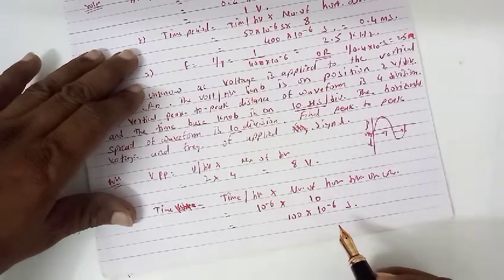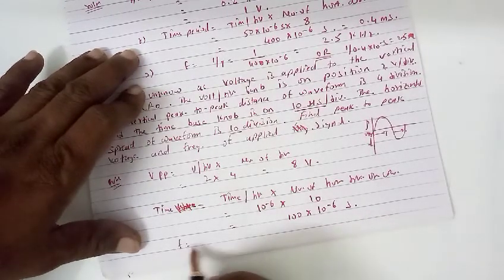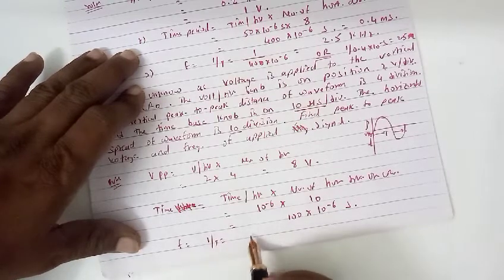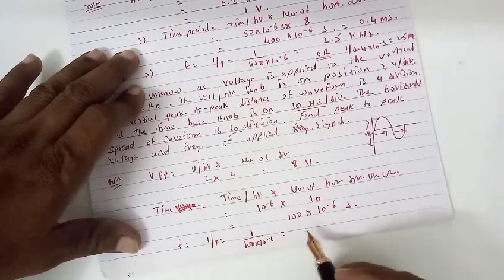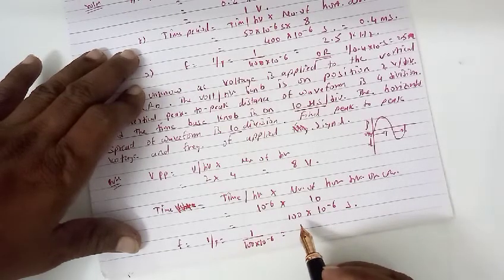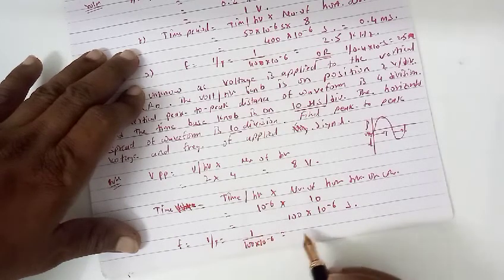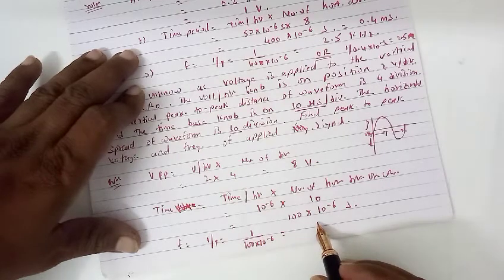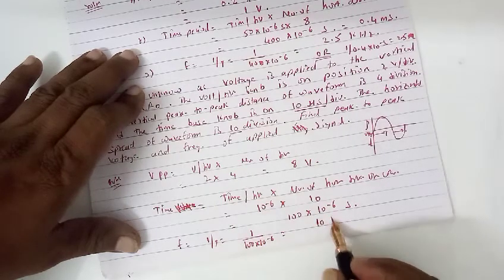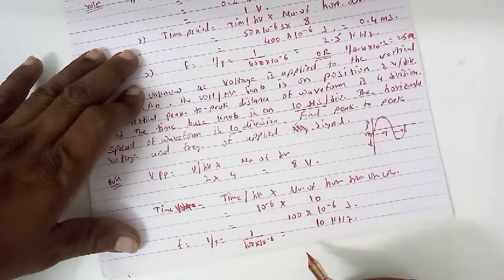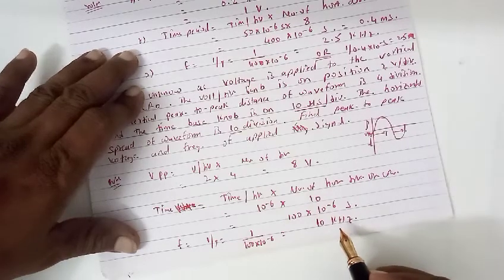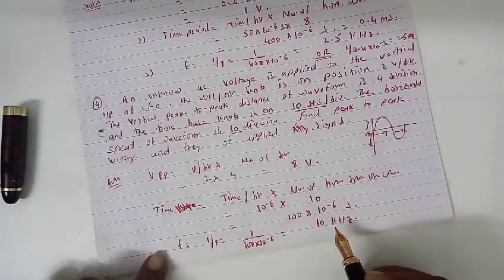Then after that the f value: f is equal to 1 upon t, so 1 divided by 100 into 10 raised to power minus 6. At the end, 10 raised to power 6 will be taken up, and after calculation you will be getting the value 10 kilohertz. So this much is the frequency required.